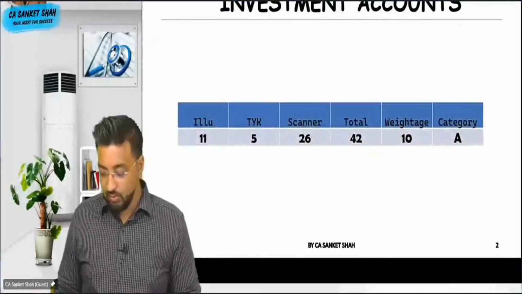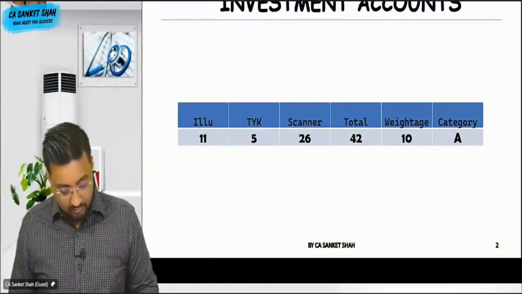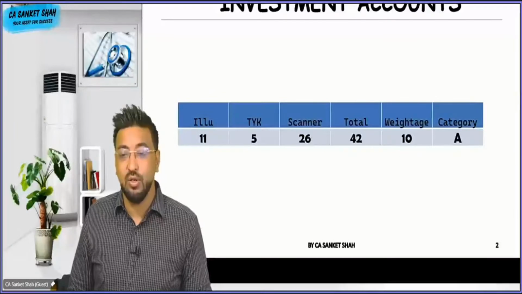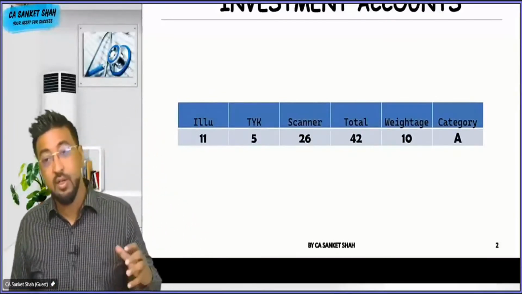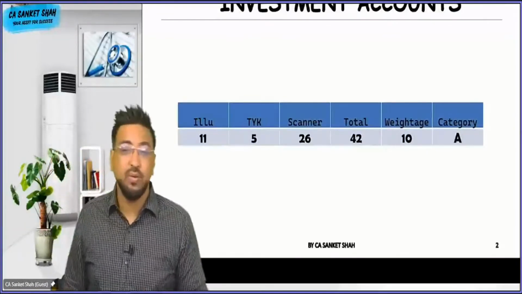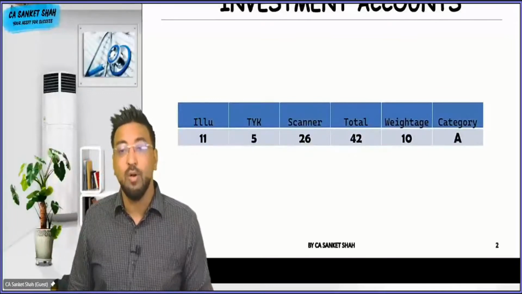So see, illustrations which we are going to see in this question, chapter. There are 11 illustrations, 5 TYK, 26 past examination questions. So beta scanner questions is not possible to solve it in this batch. I will give the separate sessions for this scanner session.